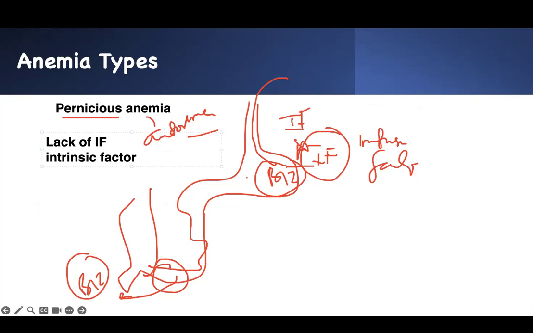Very, very important. Why do they look macrocytic? So this is one of them where MCV is greater than 100. What is the problem? B12 is responsible for condensation. So it condenses the DNA. This is responsible for DNA synthesis, and it's supposed to condense and reduce your DNA size.